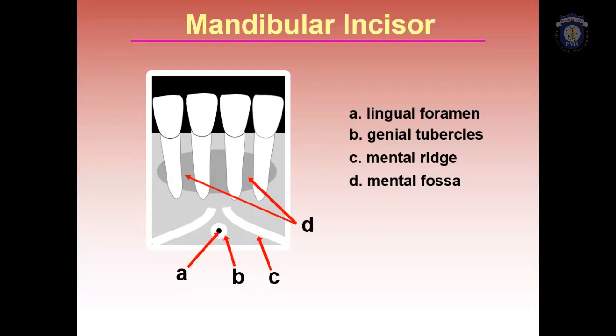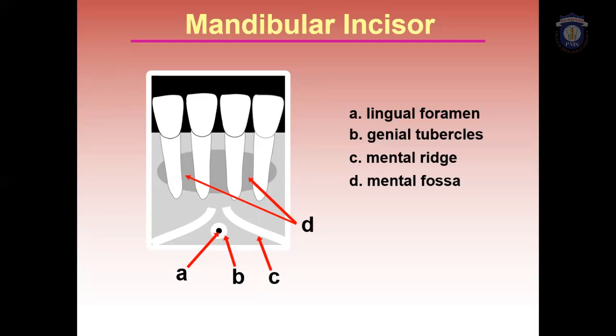So coming to the mandibular incisor region, the region A is the lingual foramen. Lingual foramen is a tiny foramen which is present in the periapical region of mandibular incisors. Surrounding the lingual foramen, you have a radiopacity or a prominence, that is the genial tubercles. B indicates the genial tubercles, and the area C, which is a radiopaque band starting from the midline, extending to the right and left sides of the mandible, is the mental ridge.